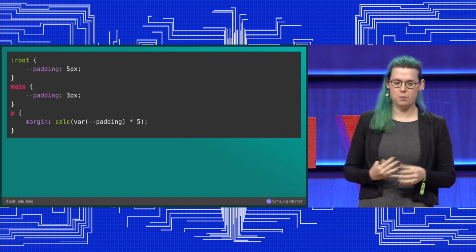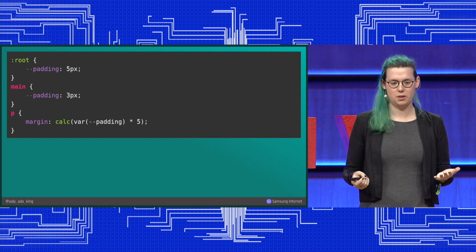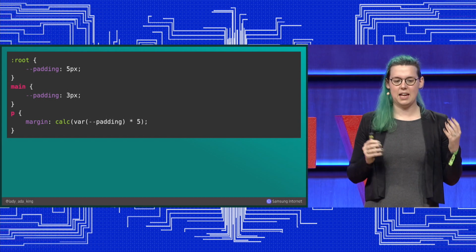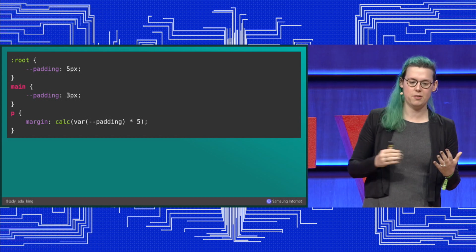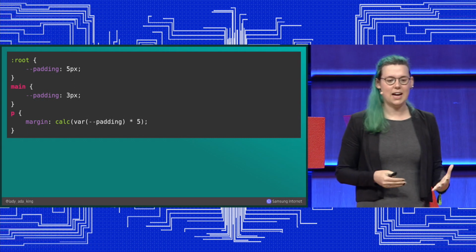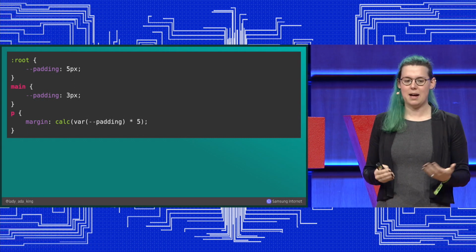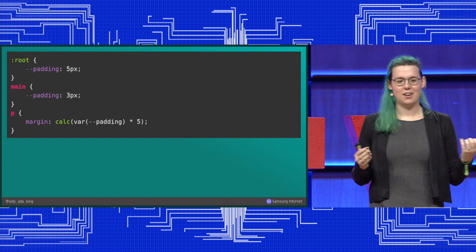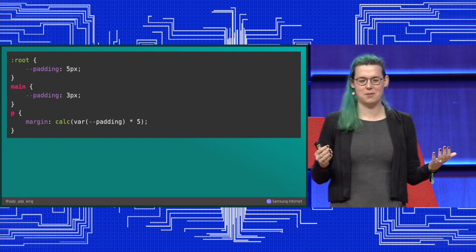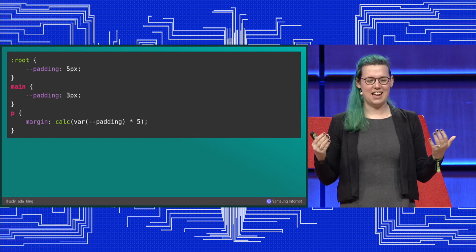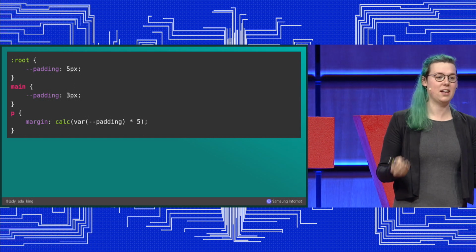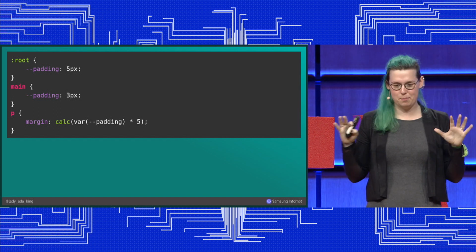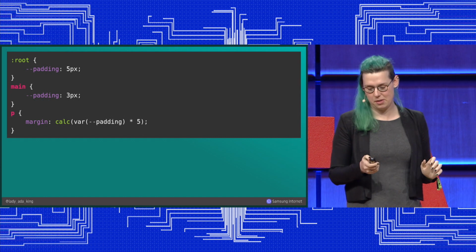So in this example, on the root of my document, I've set the padding custom property to 5 pixels. But under main, the custom property is set to 3 pixels. So p tags, which are outside of my main element, will have a margin of, fast math, 25 pixels. That took me far too long for 5 times 5. P elements inside my main tag will have a margin of 15 pixels. So these are just super boring demos. I'm sure you'll do something much more interesting with them.